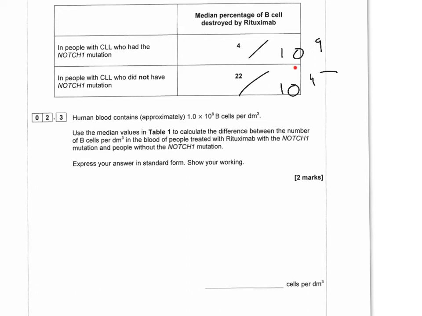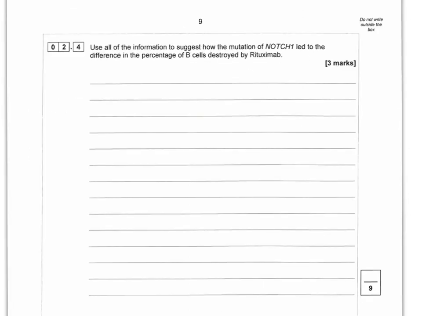So the answer for this, take away the answer for that. The key is looking at the units, it's per decimeter cubed, so each of these numbers is divided by the number of B cells. Okay, looking at this question, it does say use all of the information, and it's talking about a mutation of notch 1.